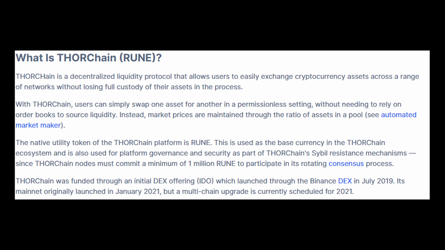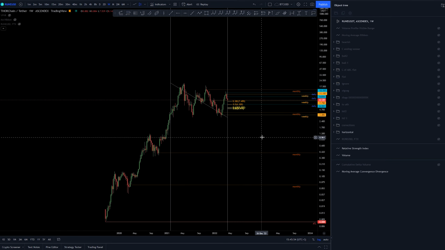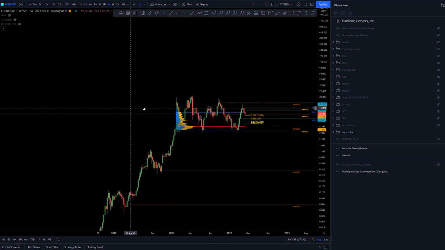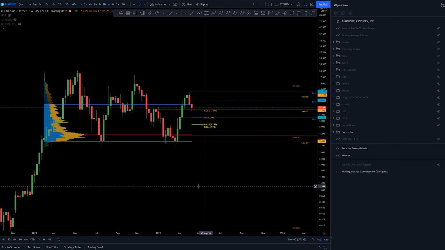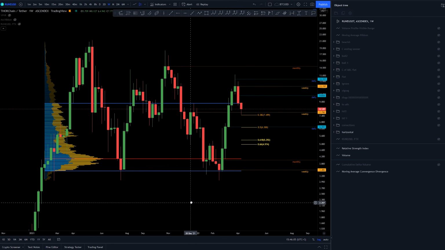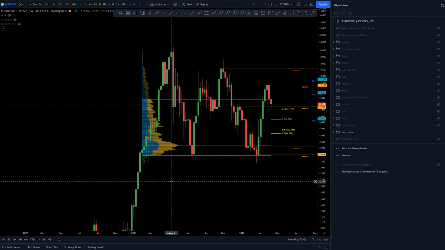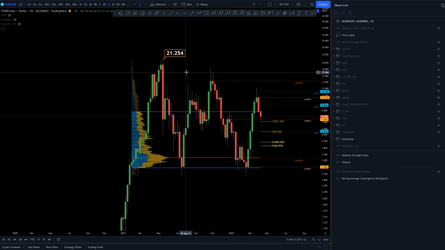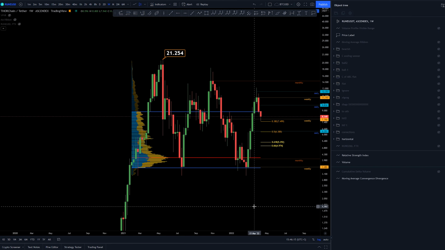Without further ado, let's jump into the classical technical analysis. So first, let's check out some levels. Now, we're currently on weekly time frame, and these are the levels that I've got here for you. Ever since around the May 2021 area, all-time high at $21.25, we've been just ranging sideways.